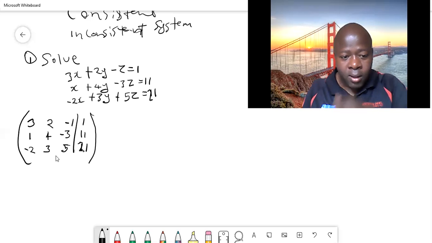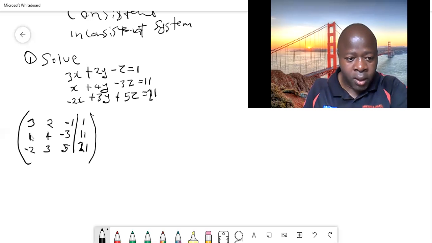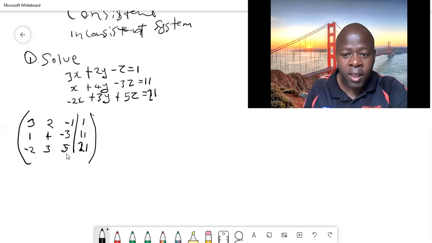Now, whatever I'll be doing to make this one 0, I'll be doing it for the entire row. So whatever I do for this element, I do it for the entire row. Likewise, what I'll be doing for this element, I'll be doing for the entire row. So we don't do it for one element only.